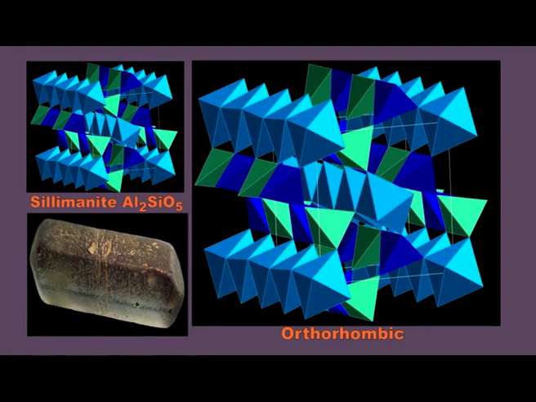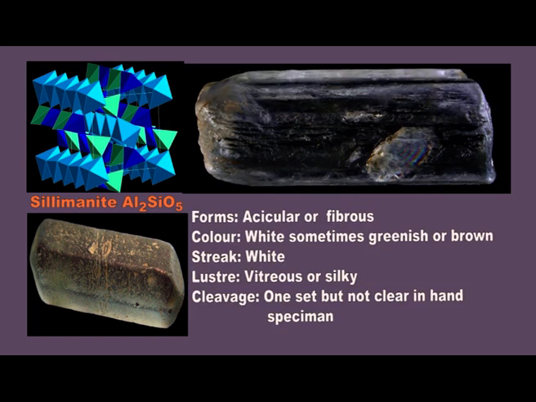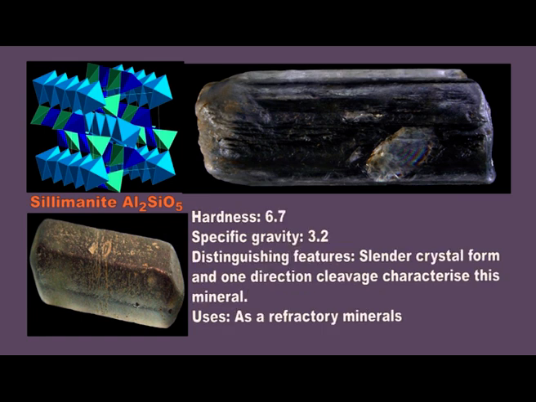Sillimanite, Al2SiO5. Physical properties: crystal system orthorhombic, forms acicular or fibrous, color white, sometimes greenish or brown, streak white, lustre vitreous or silky, cleavage one set but not clear in hand specimens. Hardness 6.7, specific gravity 3.2. Distinguishing features: slender crystal form and one directional cleavage characteristic of these minerals.